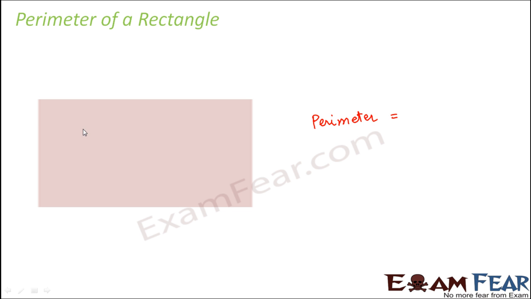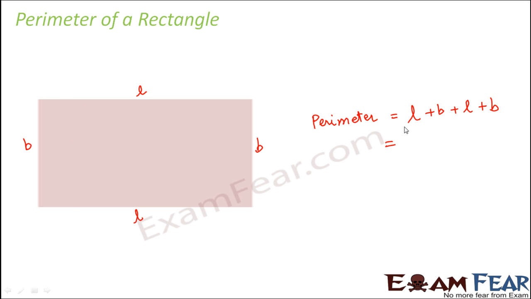Now in a rectangle, the lengths of all the sides are not equal. So let's say if this side, the length, is L, then the opposite sides are equal. But what about the breadth? The breadth will be different. Let's say it is B. Then again the opposite sides would be equal, so this would be B. So perimeter would be the total length of the boundary, that is L plus B plus L plus B, that is the sum of all the four sides.